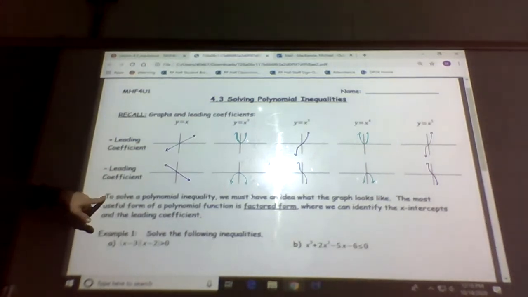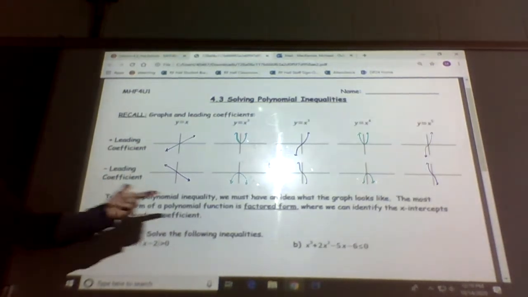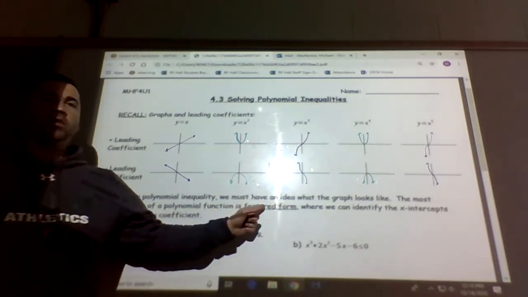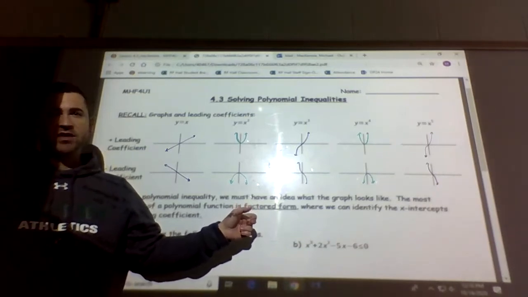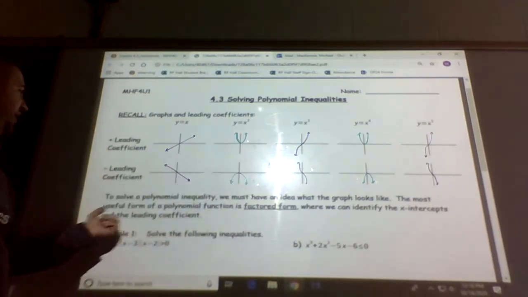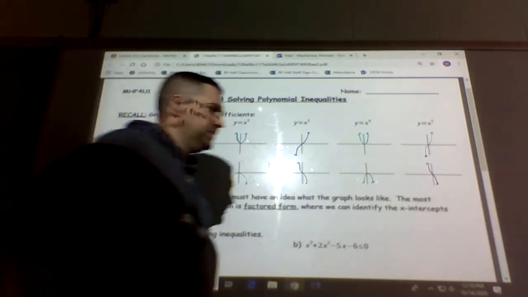So to solve a polynomial inequality, we must have an idea what the graph will look like. The most useful form of a polynomial function is factored form, because we can identify the x-intercepts and the leading coefficient.